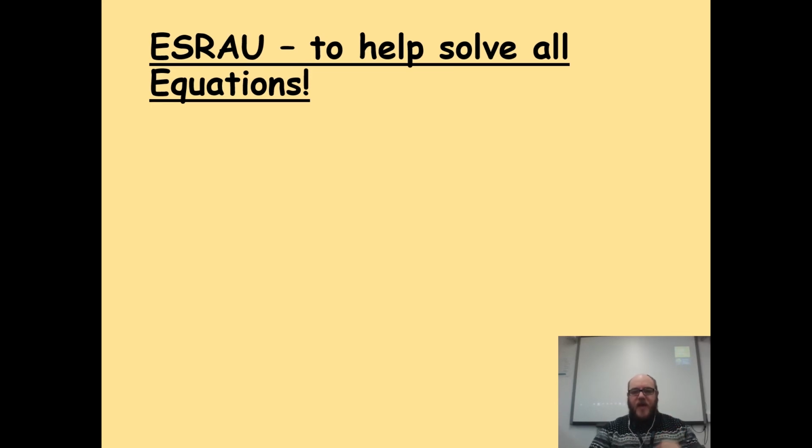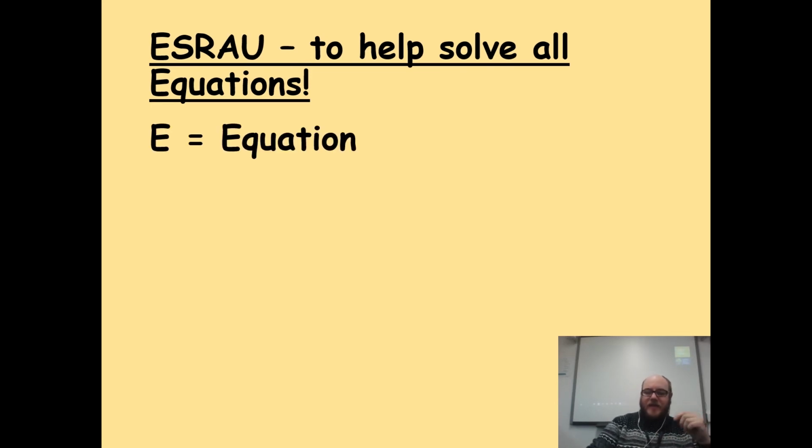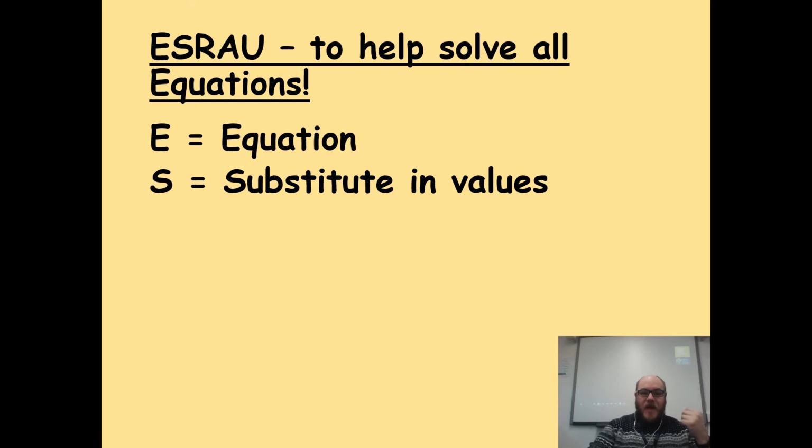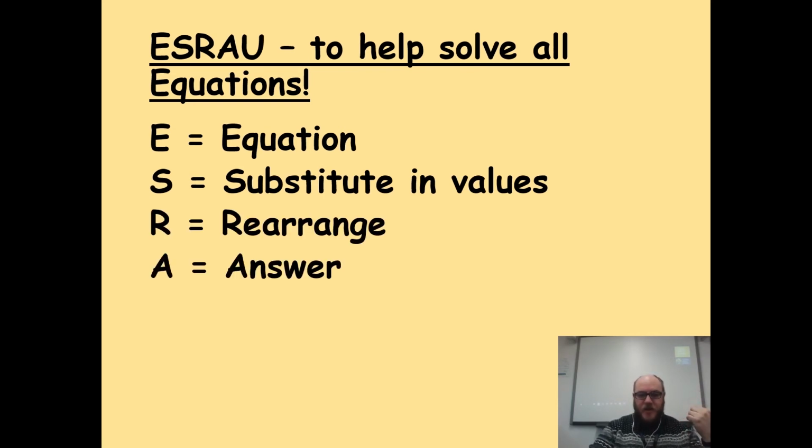So, what is SERU? E stands for equation. S, substitute in the values. R, rearrange your equation. Then work out the answer, and then don't forget at the end the units. Sometimes the answer without the units will get you 1 less mark than the answer itself. So all of these things are very, very important.